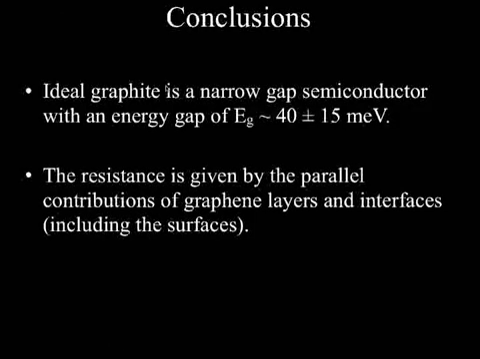Concluding, ideal graphite appears to be a narrow gap semiconductor with an energy gap of the order of 40 meV. The resistance is given by the parallel contribution of graphene layers and interfaces, including the surfaces. Clearly, for samples with no or not well-defined interfaces between crystalline regions, we expect no metallic-like behavior, just because this is not intrinsic to ideal Bernal graphite.